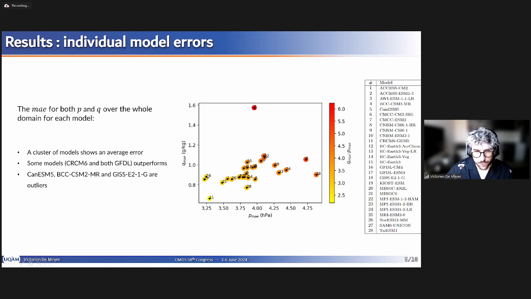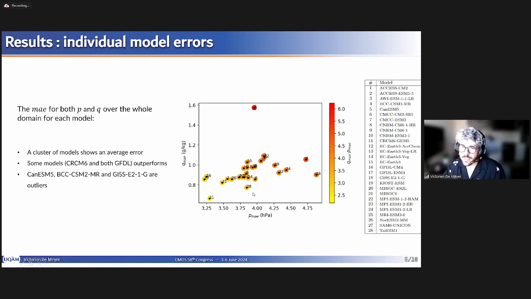For example, you have the 2 models from GFDL that we use with a low error both in humidity and pressure anomaly. And we have also the 11th, that is the RCM simulation we use, the CRCM6, which is not a very surprising result since it's a simulation that has been driven by ERA5 at the boundary. Although it might be the added value of the high resolution.